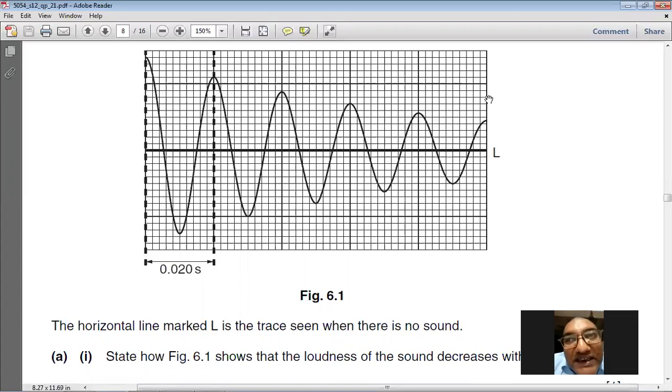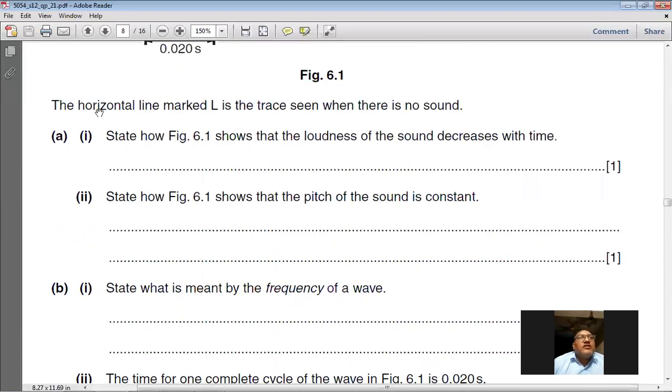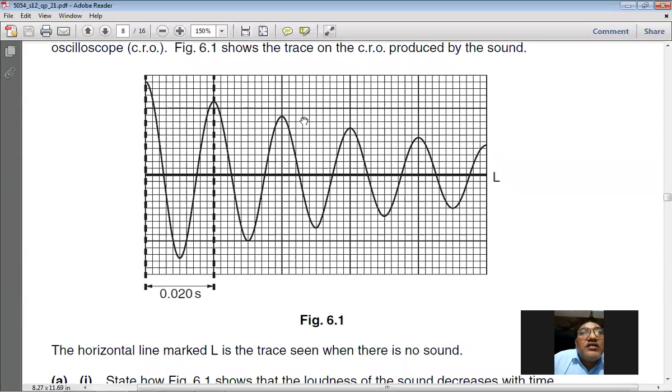Amplitude is the height from the mean position, or the depth from the mean position, the maximum height from the mean position. The horizontal line marked L is the trace seen when there is no sound. Okay, so that line L represents the mean position.